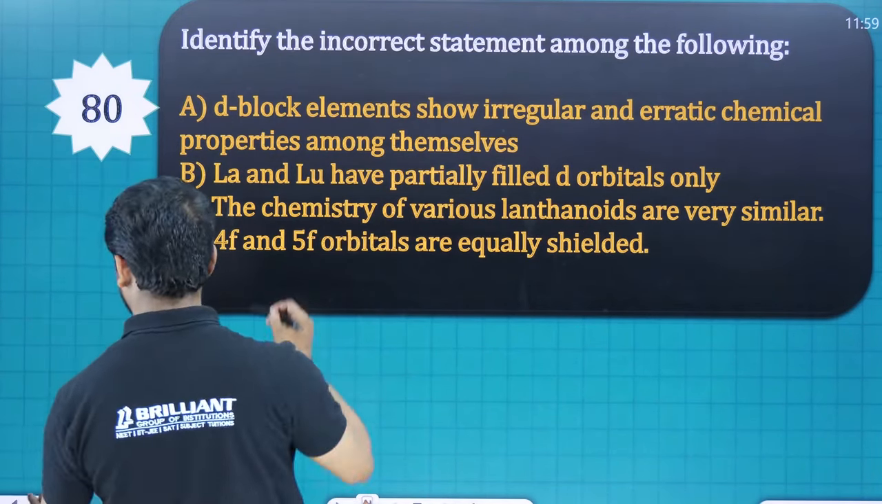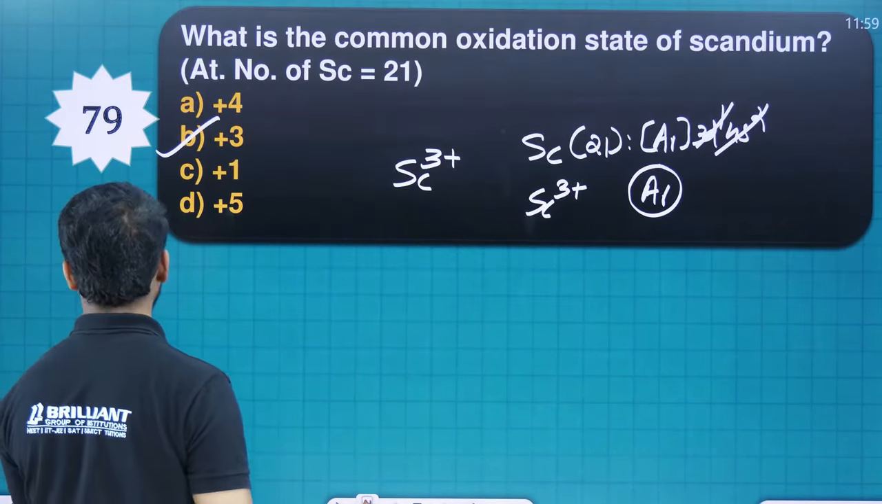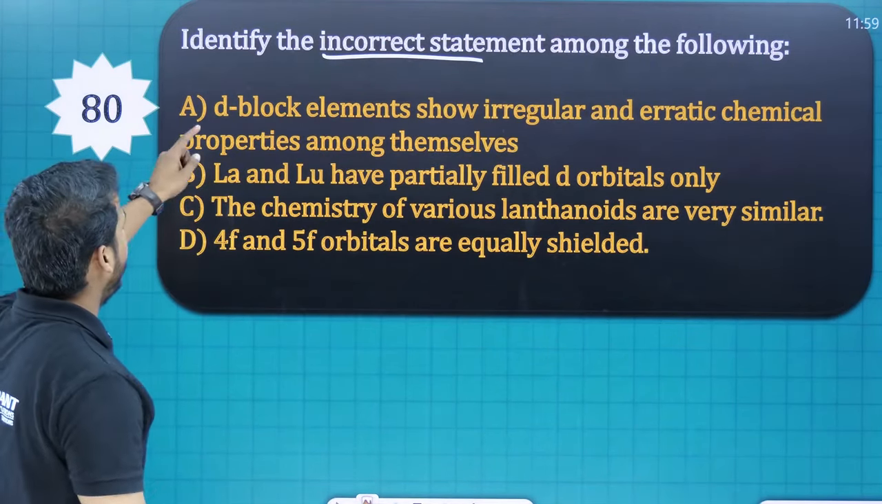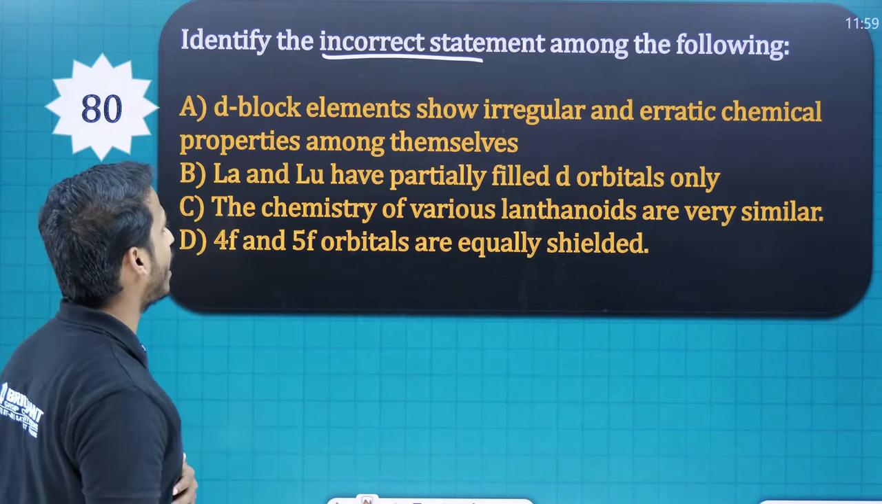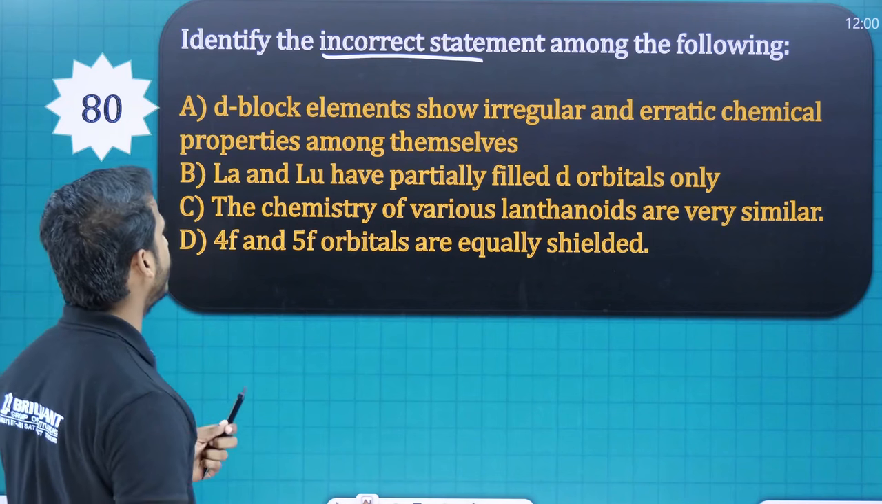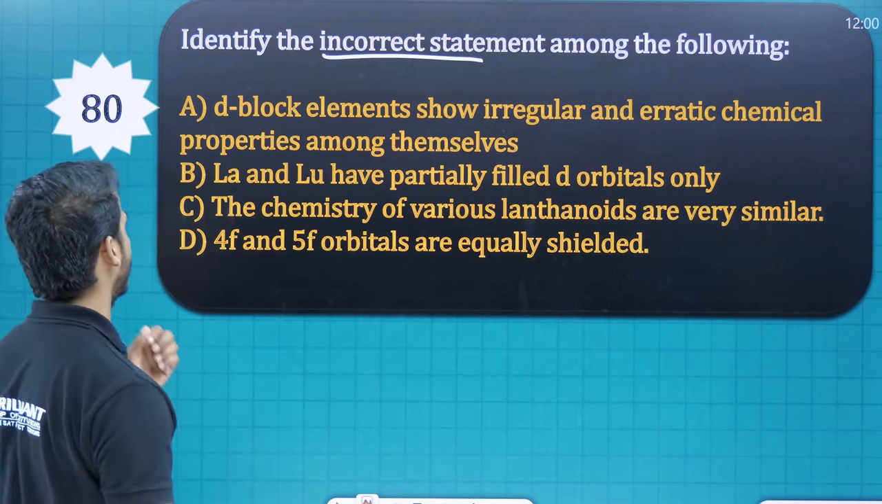Identify the incorrect statement among the following. D block elements show irregular and erratic chemical properties among themselves. Lanthanum and lutetium have partially filled d orbitals only.